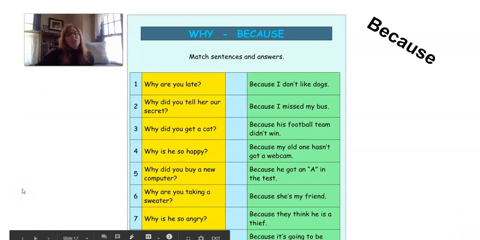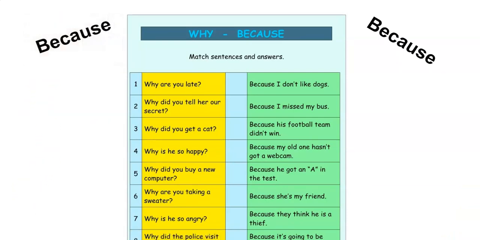All right, so we're going to go to because. Your favorite word, because. Why? Because. So if you look at because, you see the word cause. Do you see the word cause? So you have be and then cause. And we've been doing cause and effect. And we've been talking about the word because a lot. So this says match the sentences with the answers.